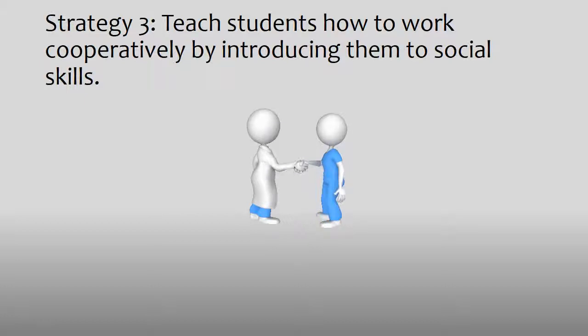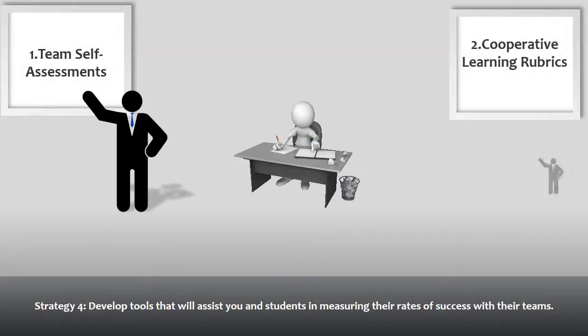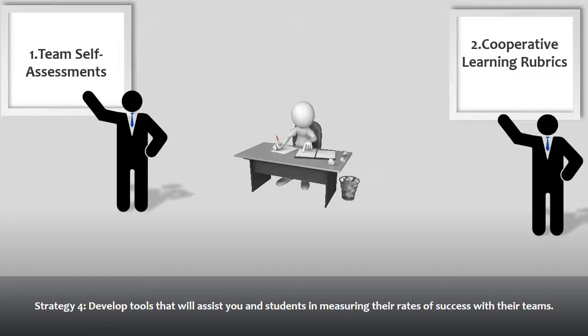Strategy 3 includes teaching students how to work cooperatively by introducing them to social skills. A further discussion related to methods for introducing social skills will be held in a later presentation. Strategy 4 calls for you to develop tools that will assist you and your students in measuring their success during teamwork. These tools can include team self-assessments or cooperative learning rubrics.